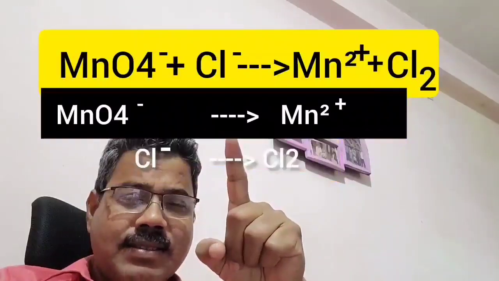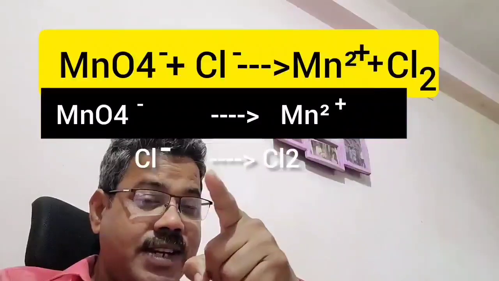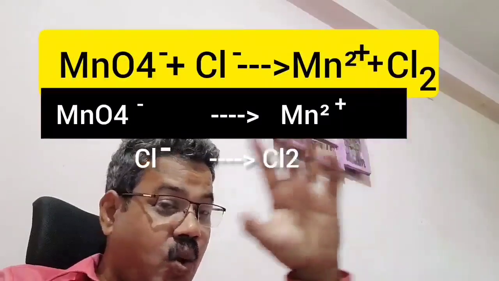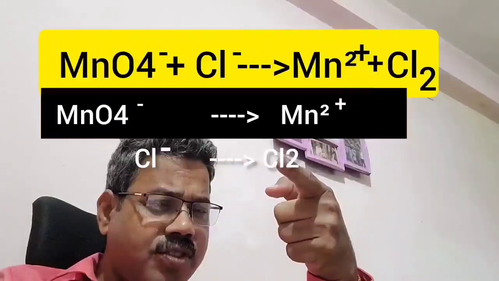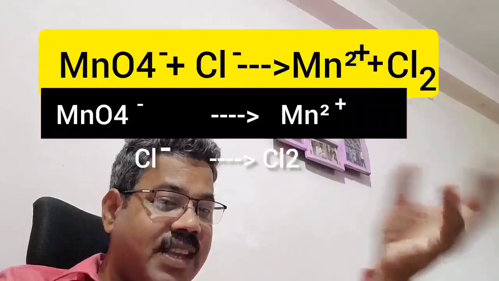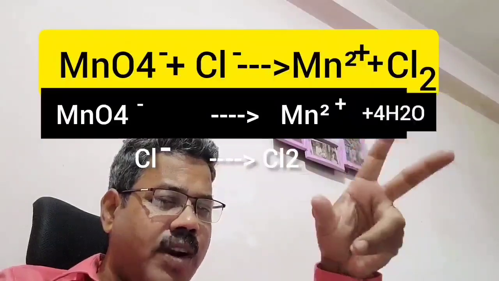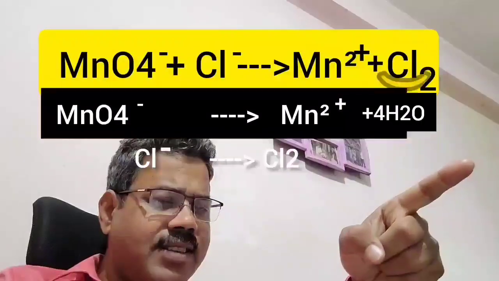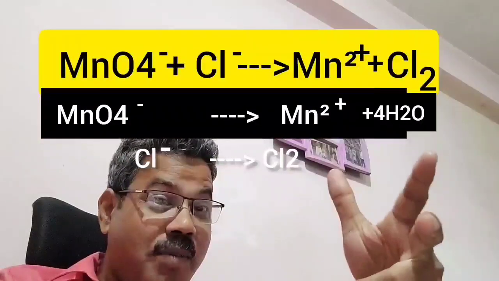MnO4 minus gives Mn2 plus. On the left hand side, you see there are 4 oxygen atoms. But on the right hand side, there are no oxygen atoms. To balance the number of oxygen atoms, we have to add 4 water molecules on the right hand side. Just add 4 water molecules. What happens? Number of oxygen atoms on the left hand side is 4 and on the right hand side is also 4. But one problem arises.